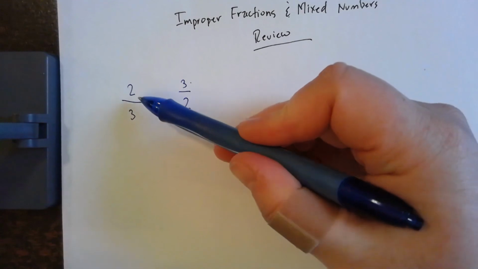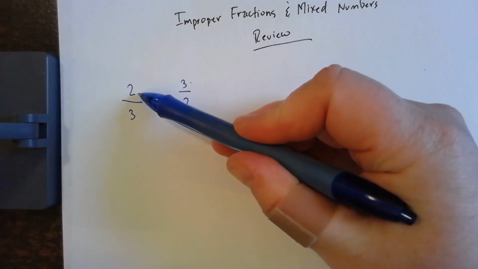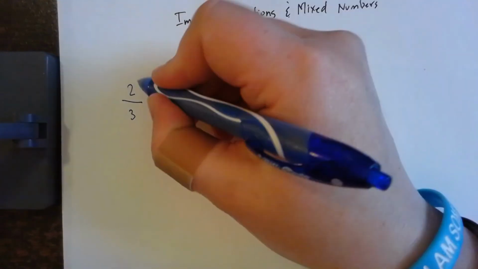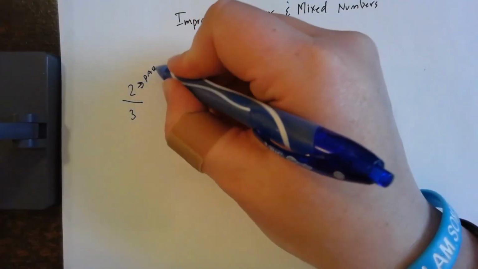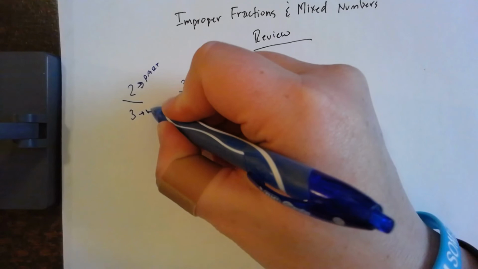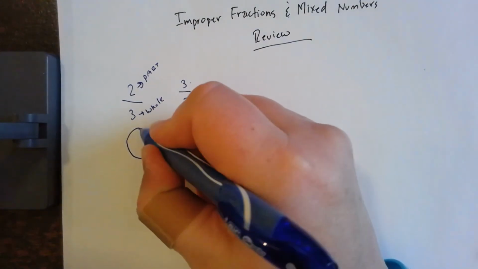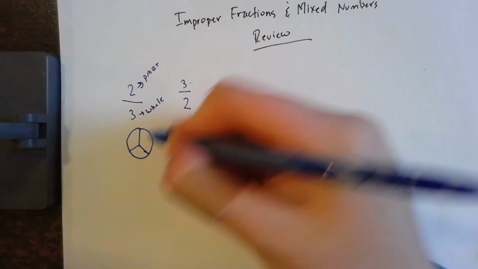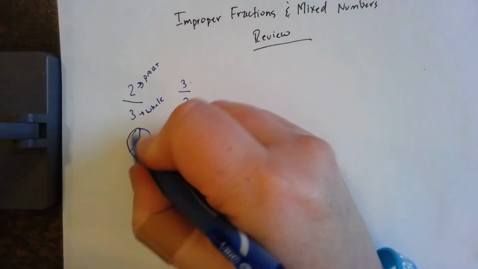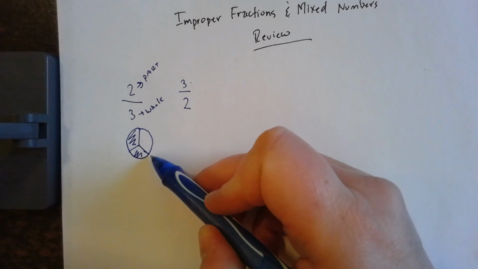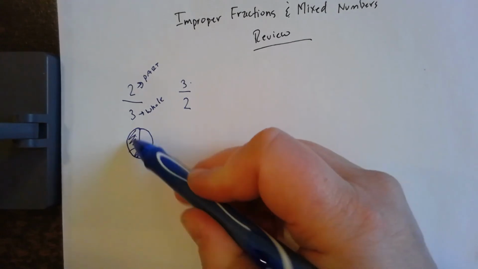In a proper fraction, your smaller number, your part, is always smaller than the whole. So this represents the part, this represents the whole. So it's kind of like if you were to have a circle, and this is done in thirds. If you color in, 2/3 is colored in. You have your part and the whole.